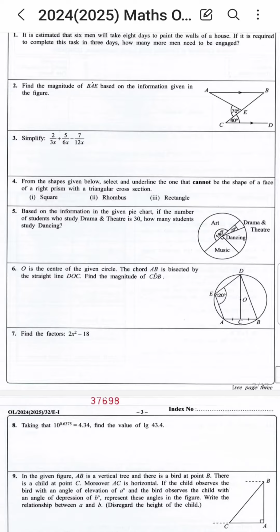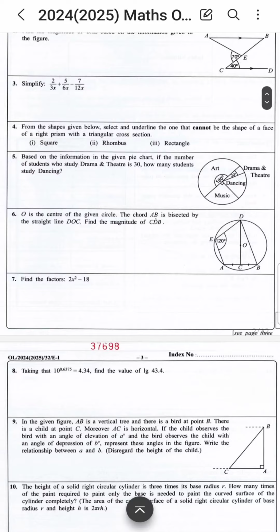See here, in this question, O is the center of the given circle. The chord AB is bisected by the straight line DOC, and they're asking you to find the magnitude of CDB. This question is related with two units: one unit from grade 11, and another unit from grade 10. So you have to be good in those two particular units to get the answer for this question.